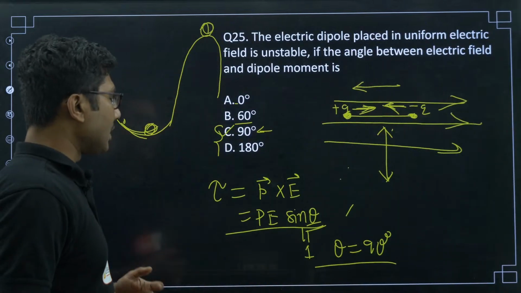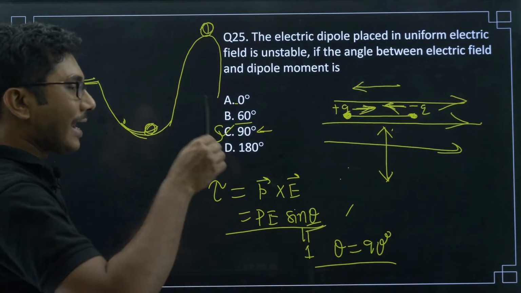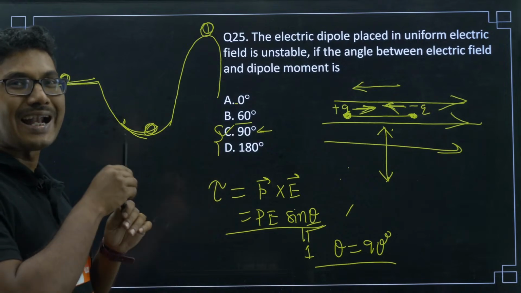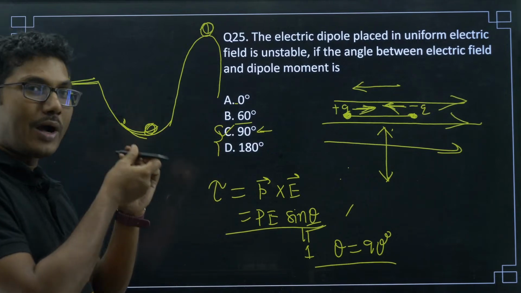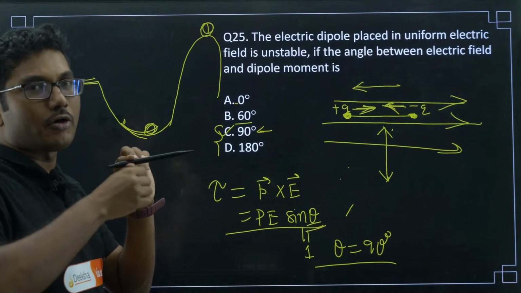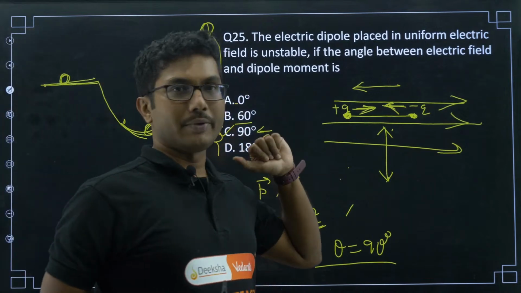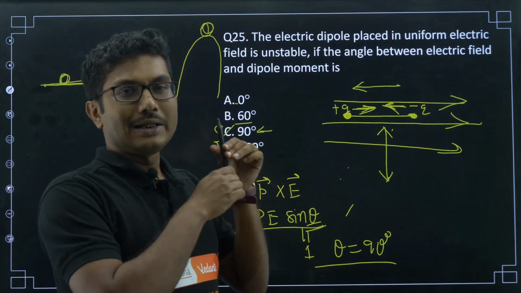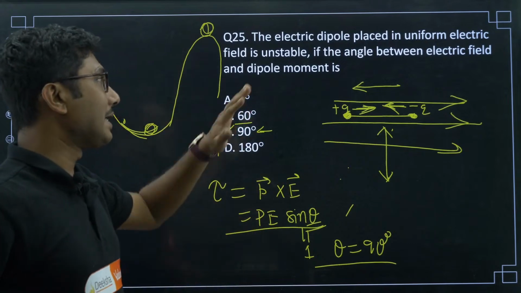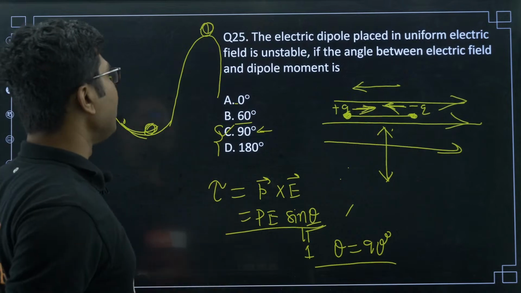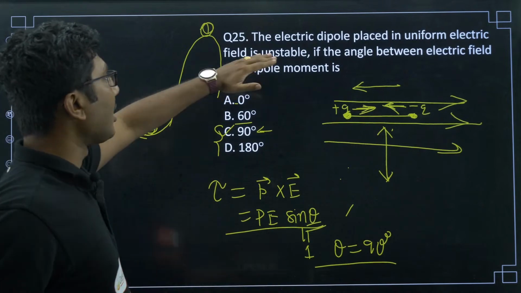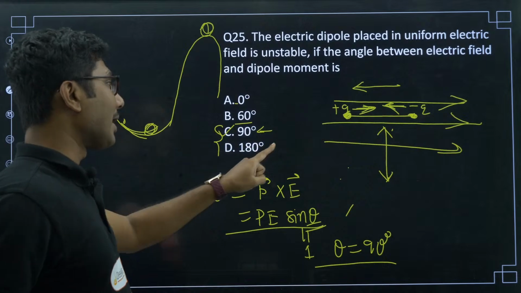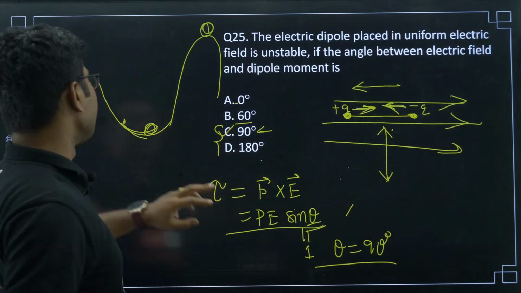I hope you are clear that you cannot keep it at the 90 degree position at all, but at exactly 180 degrees you can keep it for some time without disturbing it. If you disturb it, it will rotate obviously, but at 90 degrees you cannot keep it at all. That is the most unstable, not the unstable equilibrium. If they ask you unstable equilibrium, then 180 degrees would be the correct answer.